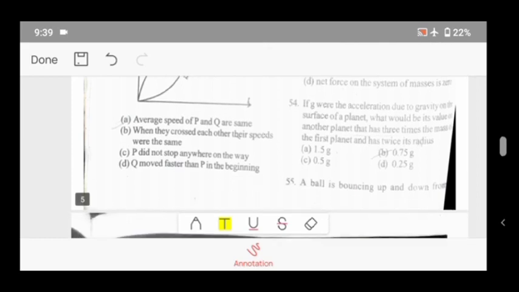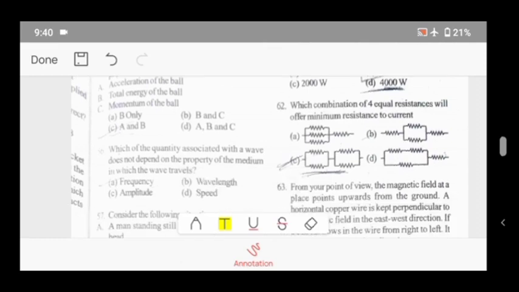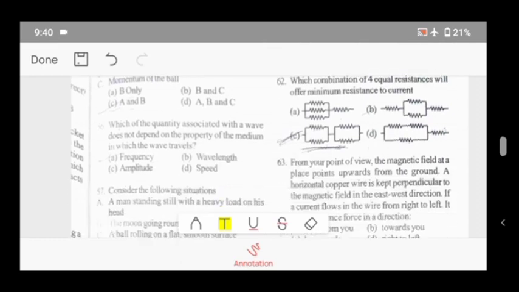54. If g is the acceleration due to gravity on the surface of a planet, then what would be the radius of another planet? So the radius will be B. Okay. A ball is bouncing up and down on a frictional surface, and which of the physical quantities do not change? So the answer will be C. So now 56. The quantity associated with the weight does not depend on the property. So physics, frequency only. The answer will be A.